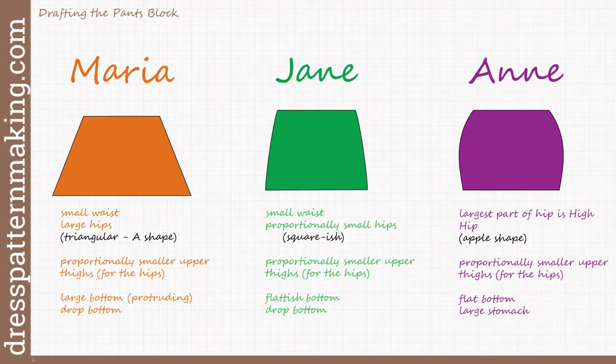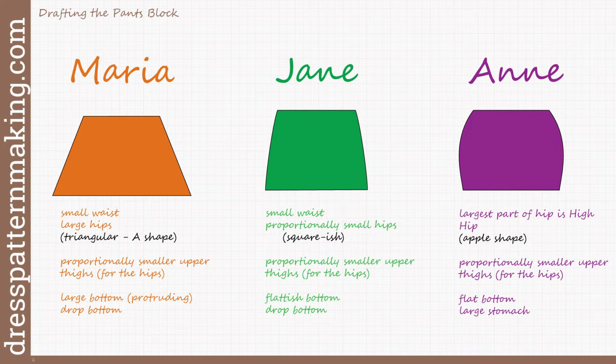Given that there are a lot of different figure shapes and different things need to be done in the block making process to account for things such as a longer crotch length or a larger stomach, drafting just one block will not cover all of these issues. So besides the traditional hourglass shape that is the standard figure, I will be drafting 3 other figure shapes.